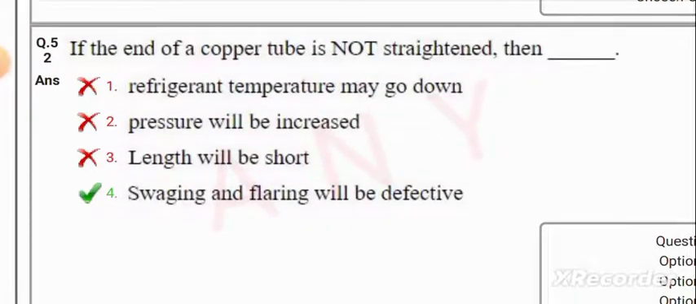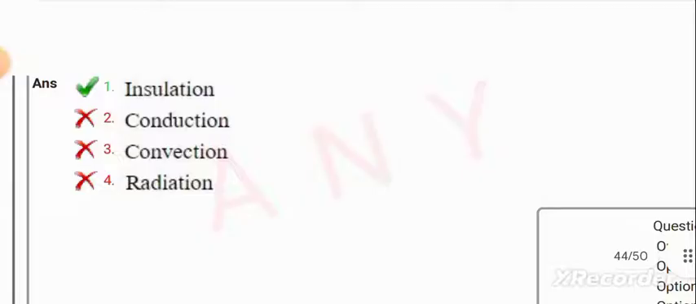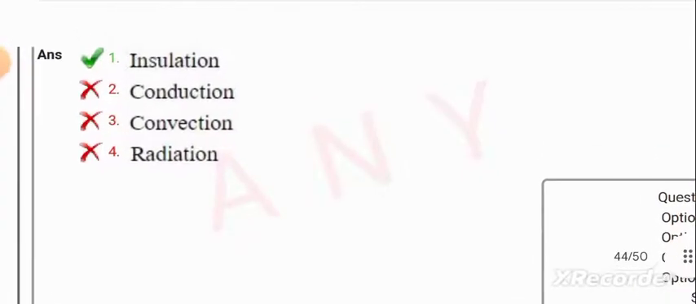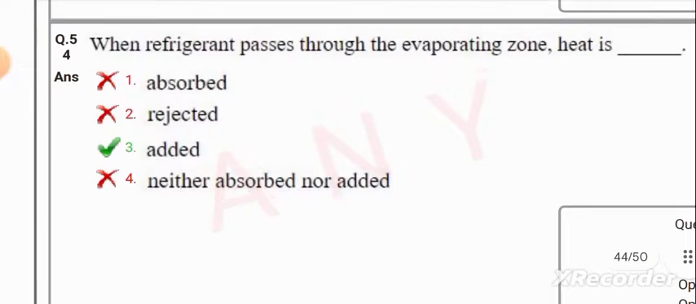If the end of a copper tube is not straightened, then swaging and flaring will be defective. In which of the following processes heat transfer doesn't take place? Insulation. When refrigerant passes through the evaporative zone, heat is added.